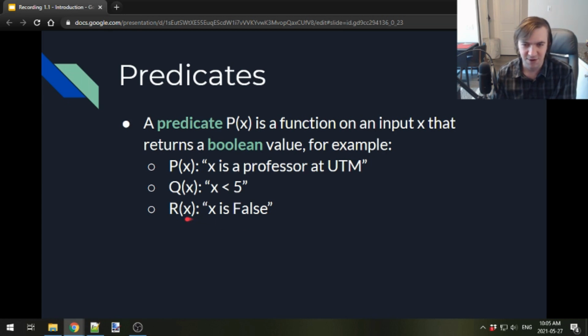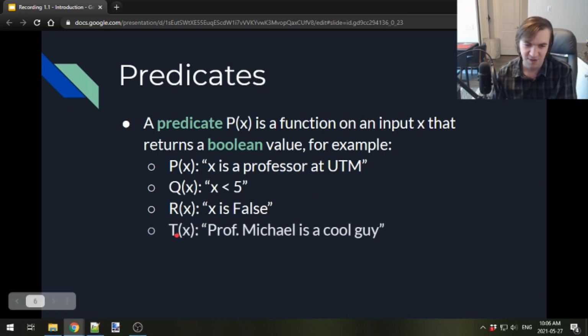Kind of a weird and confusing predicate, but this means that if X happens to be true, then R of X is false. And if X happens to be false, R of X is true. Sort of strange. T of X, Prof. Michael is the cool guy.